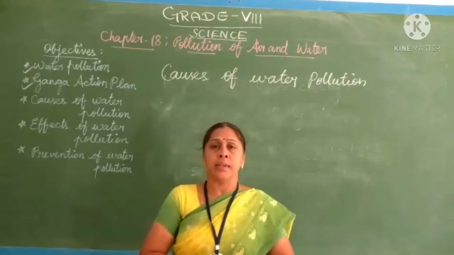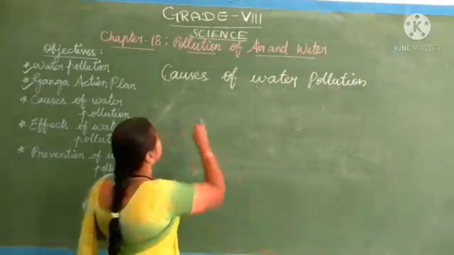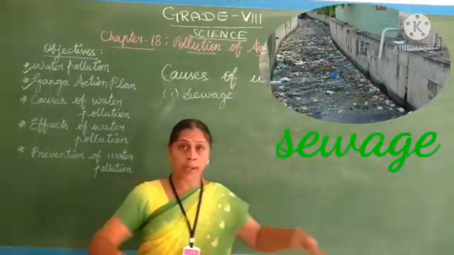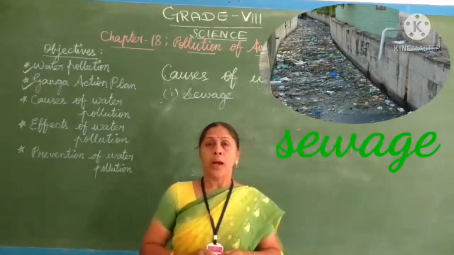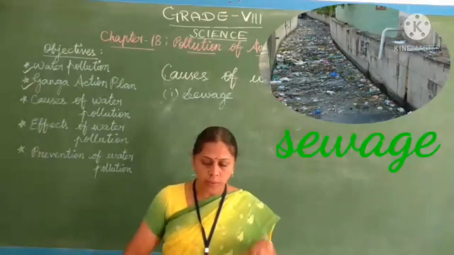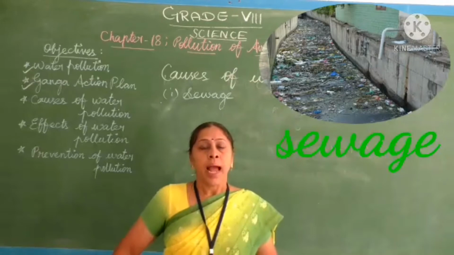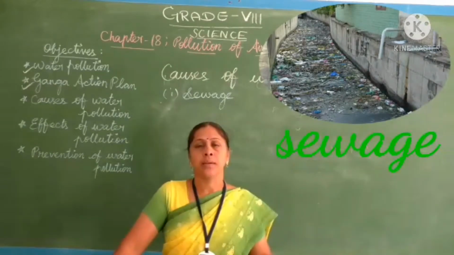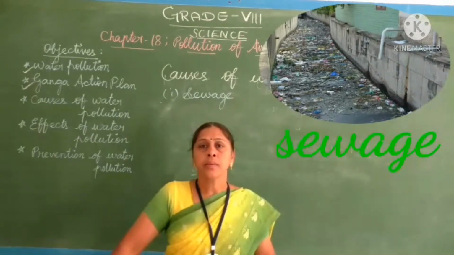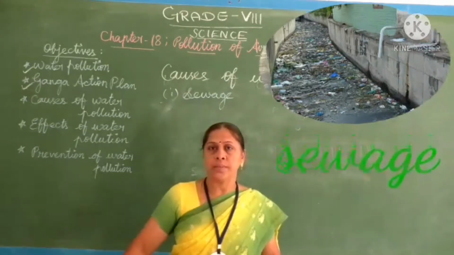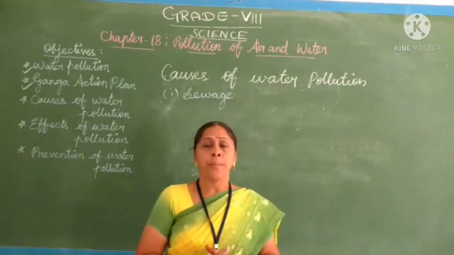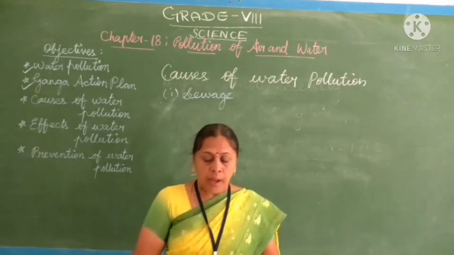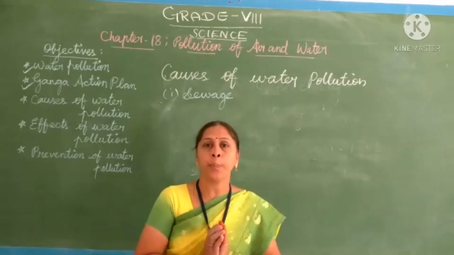One of the main reasons for water pollution is sewage. Sewage means what? Waste things. The wastewater and the untreated wastewater from the homes or the industries, whatever it is, and the garbage thrown out from home or from industries or from any organization. Everything is considered as sewage. And this sewage must be removed properly from time to time. And proper sanitation should also be maintained.